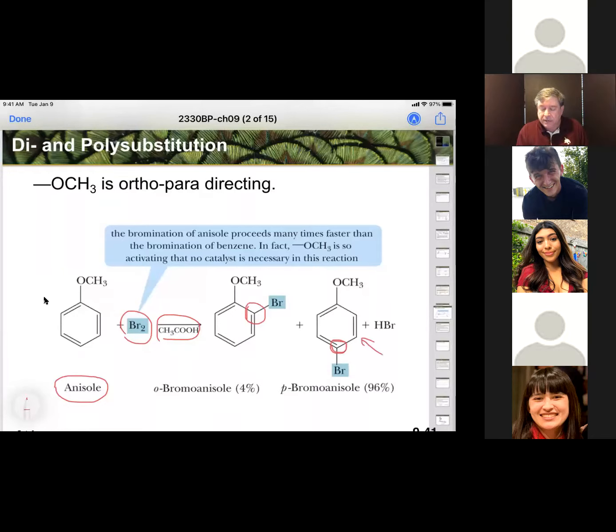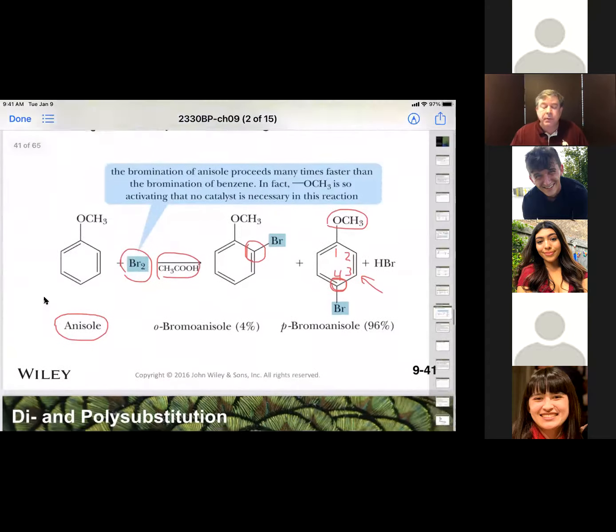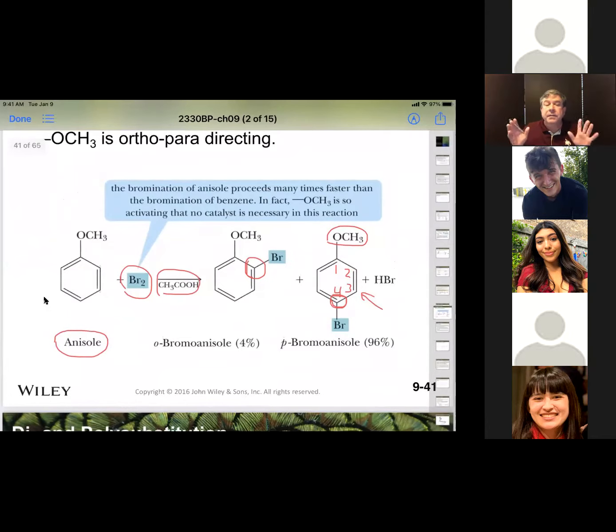So because we named it for this, this is our 1 position, 2 position, 3 position, and 4 position. Okay, so we get substitution at 2 and we get substitution at 4, but none at 3. There's got to be a reason for this, right? Well, the reason is that, remember when we had the species react with the benzene ring, we formed a positive charge, and that positive charge moved around the ring. Okay, so we have to stabilize where that positive charge is to do it.